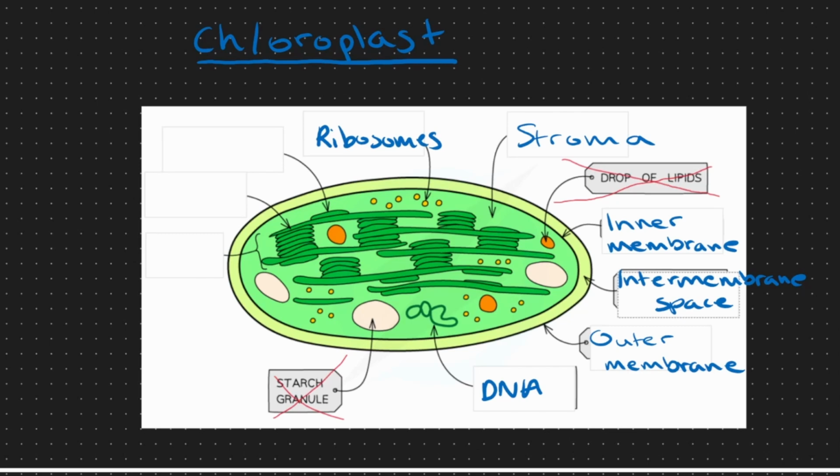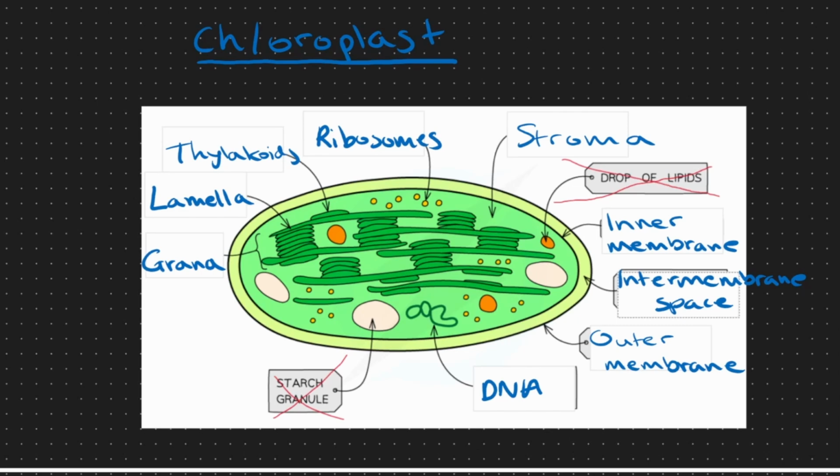Within the stroma are thylakoids. These are flattened membrane sacs that contain chlorophyll and are the site of light-dependent reactions. And here we have lamella. Thylakoids are often stacked into grana, as you can see here. And this maximizes the efficiency of capturing the light. Now, together, these structures allow the chloroplasts to absorb light, produce ATP and NADPH, and then use them to fix carbon dioxide into glucose.